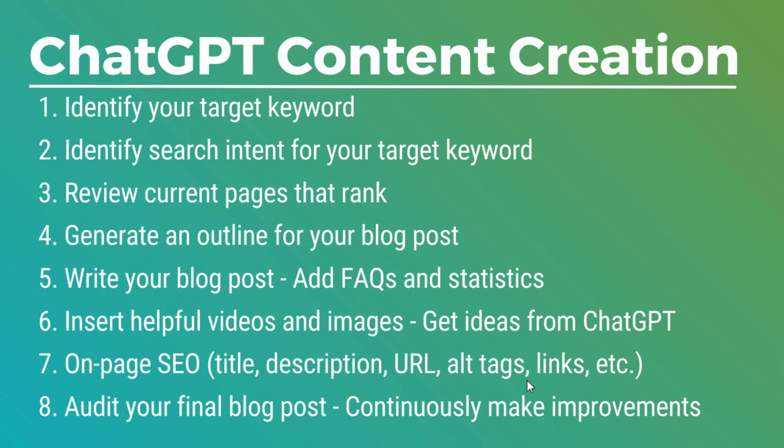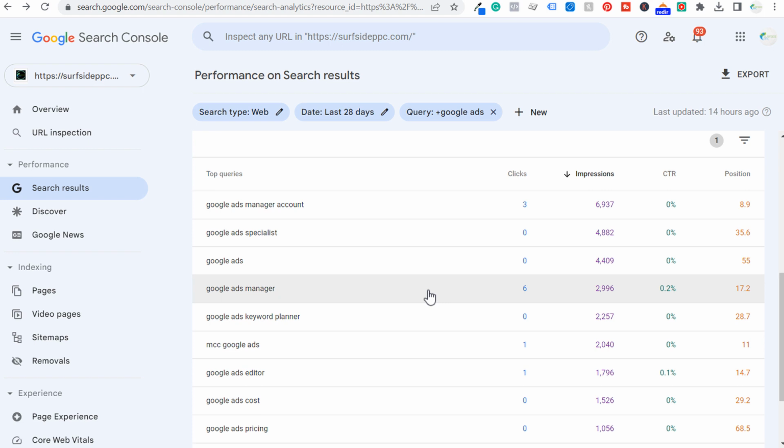In my case, I identified my target keyword, and it's Google Ads Specialist. What I've been doing is with my own blog, Surfside PPC, I'm going back and updating old content, and I'm also using Google Search Console to try to find keywords that are generating impressions for my website, but really aren't getting many clicks at all. So I'm basically just looking at the last 28 days, the search term contains Google Ads, and then I have any click-through rate that is beneath 0.5%.